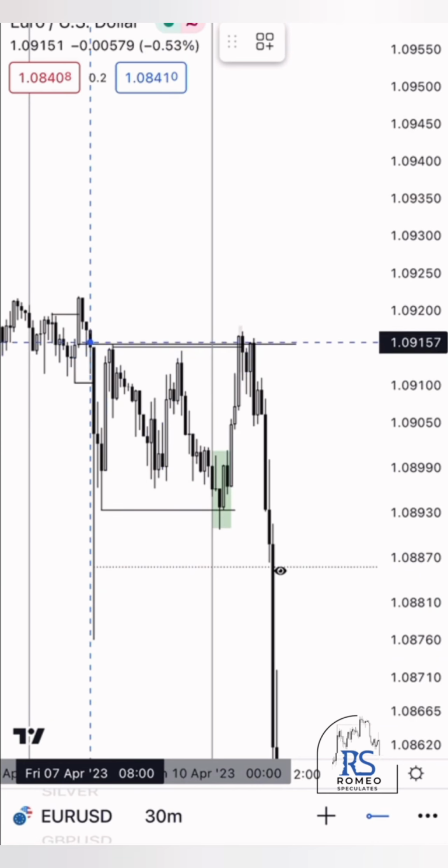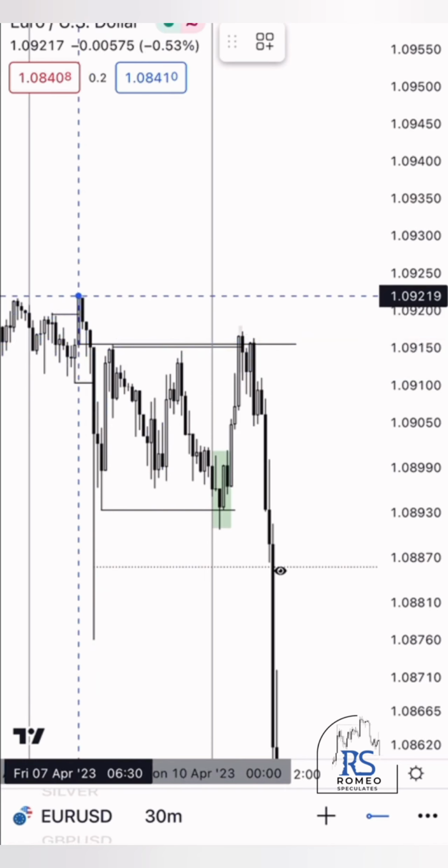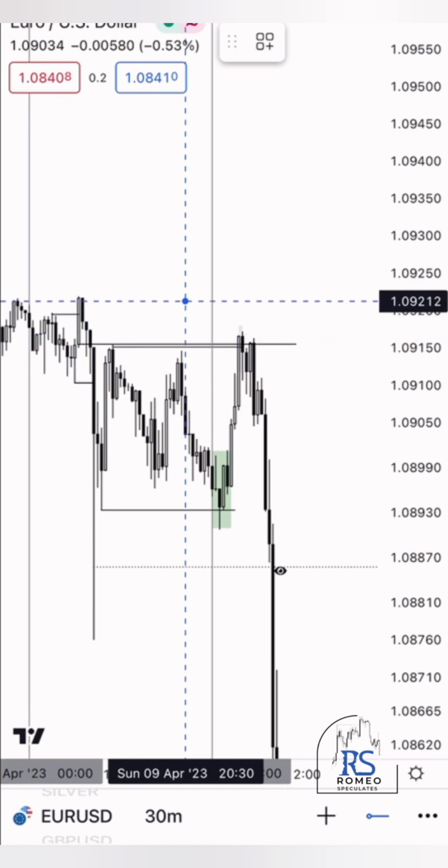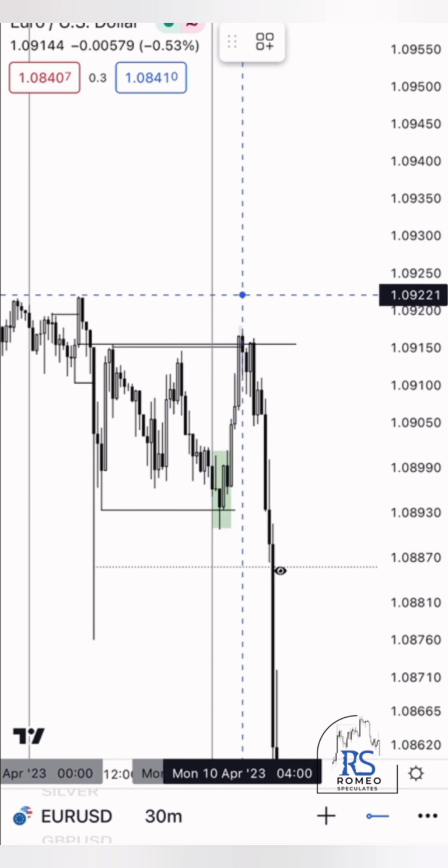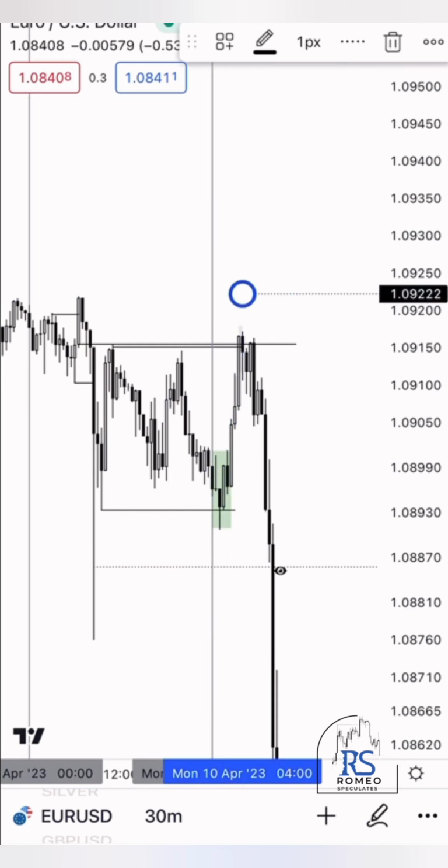Why? Because it's a high that took out liquidity, right? The highs that take out liquidity can be considered a safe stop loss, because if you're right, then the turtle soup top has a lot of liquidity trapped above it. So it's not supposed to go back up there, right? If it goes back up there, you're wrong.